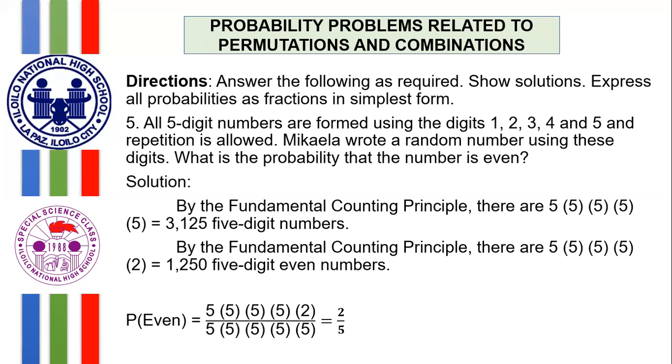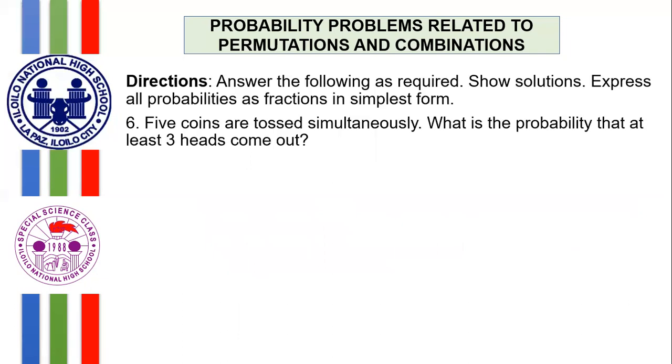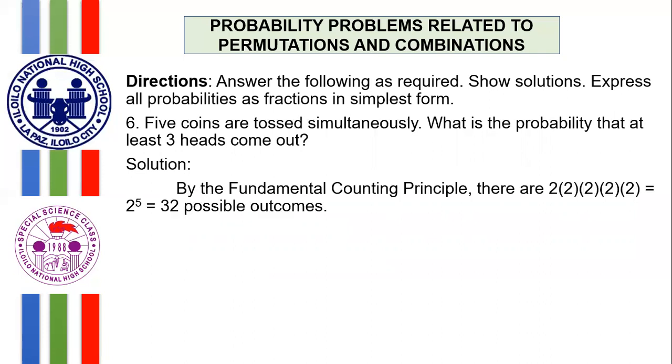Okay. Number 6. 5 coins are tossed simultaneously. What is the probability that at least 3 heads come out? So in this particular problem, this now involves combination because the order here does not matter. And by the fundamental counting principle, the first coin has 2 outcomes, second coin 2 outcomes, third coin 2, fourth coin 2, fifth coin 2. And multiplying them, you have 2 to the fifth, or that's 32 possible outcomes in all.